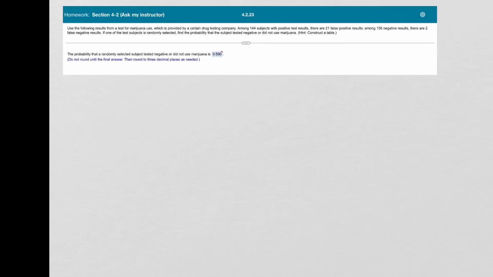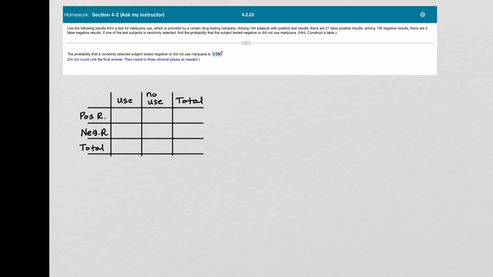In this problem, it says to use the following results from a test for marijuana use, which is provided by a certain drug testing company. So we're given information about positive test results and negative test results and whether the person actually used marijuana or not. So the hint says to construct a table, so I'm going to do that.